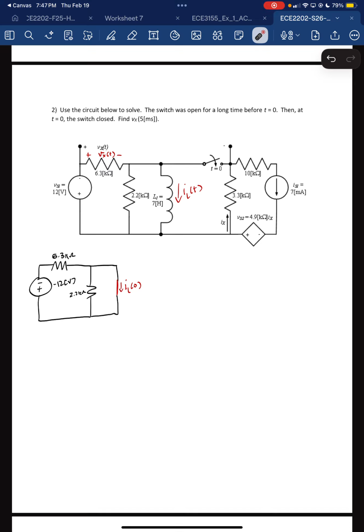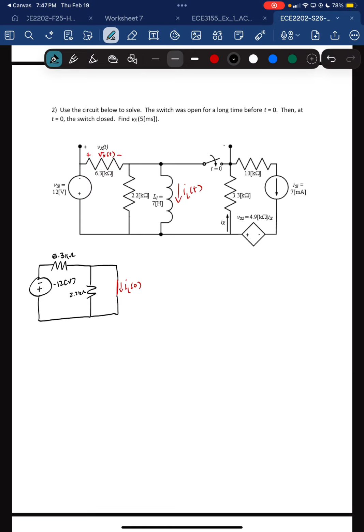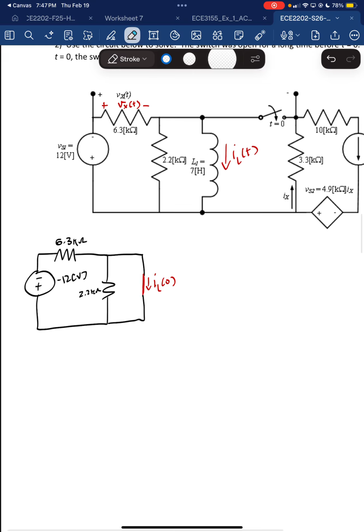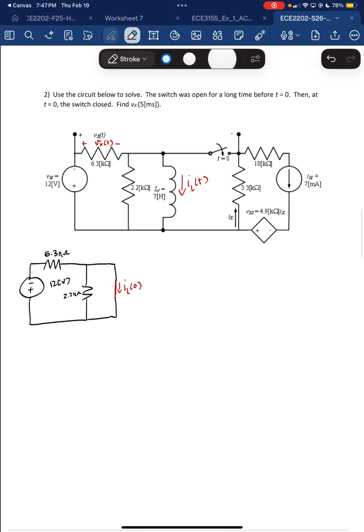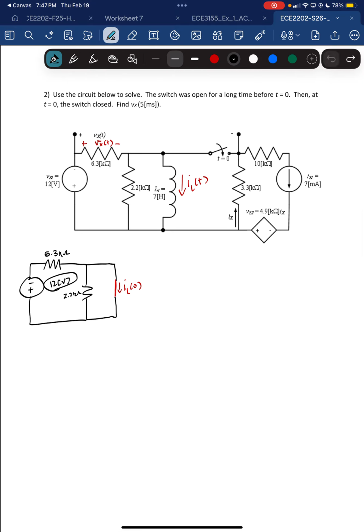Now, what is the value of IL of 0? Or what would the fraction be? Right? Negative 12 volts over 6.2 kiloohms. Yes, that I did not mean to put negative 12 volts. That's supposed to be positive. My brain is one step ahead of me.